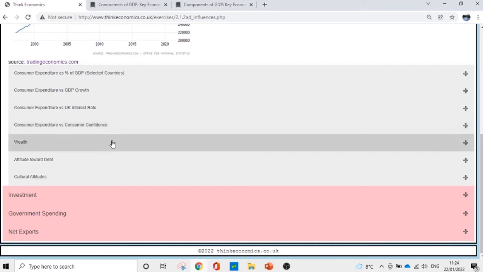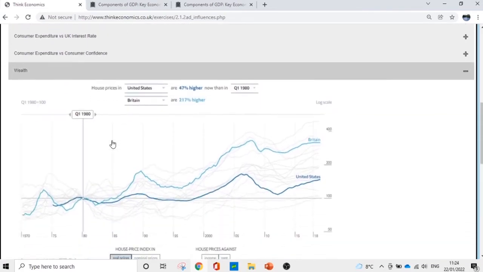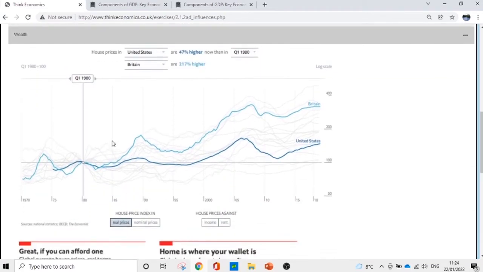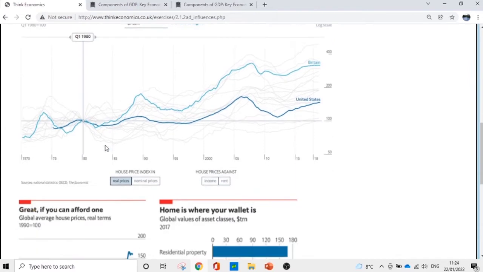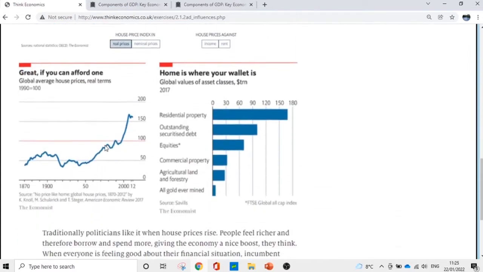Now, wealth is an interesting one. Wealth in the UK is measured primarily in house prices, really. I mean, you can look at what people in Britain own as far as their wealth, but look at this, I think this is good. Home is where the wallet is. Global values of asset classes in trillions of dollars. This is globally. Most people have most of their wealth in their residential property, right?